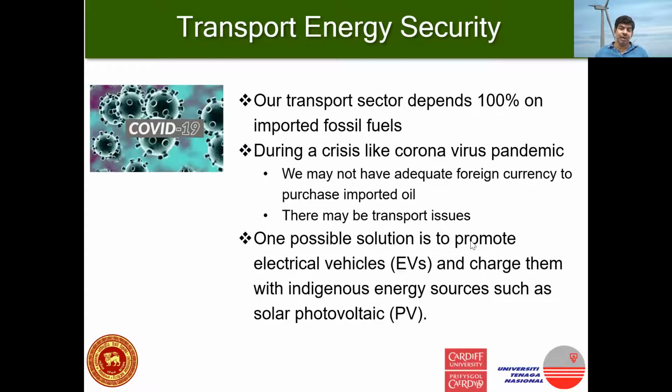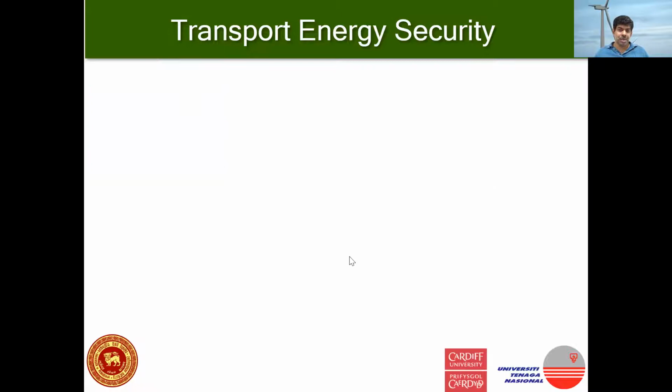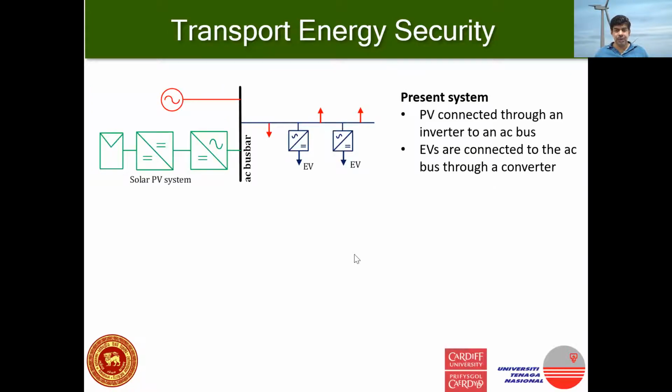So in the case of the transport sector, of course, we have a solution which is promoting electric vehicles. But the problem with electric vehicles is if you try to charge your electric vehicles using the coal power plant, then you are producing more carbon dioxide. At the same time, you are again going to depend on dollars. So why not use some solar photovoltaic? So we came up with two designs.